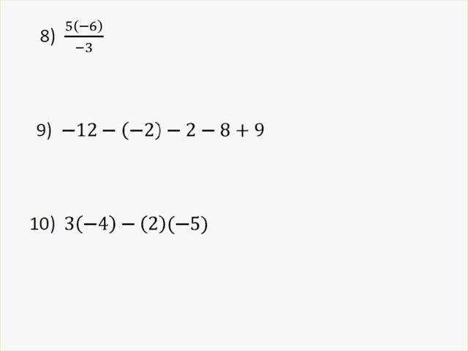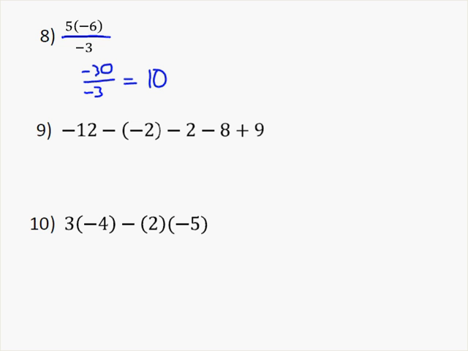Okay, so again, the rest of these problems are just simplifying. So we'll start with number 8. There's an implied parentheses with a fraction bar, so we do the numerator first. 5 times negative 6 is just a negative 30 over negative 3. Remember, fraction bar means division, so 30 divided by 3 is 10. A negative over a negative is 2 negatives, which makes a positive, so it stays a positive 10. So your answer to 8 is 10.